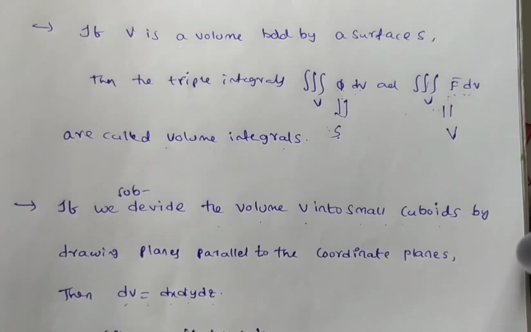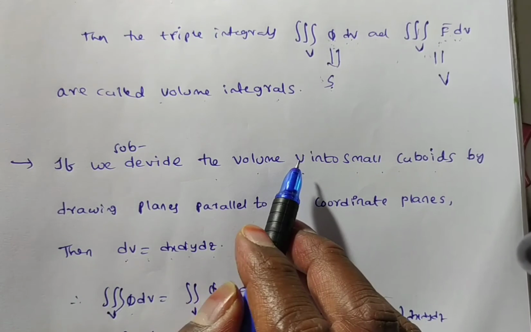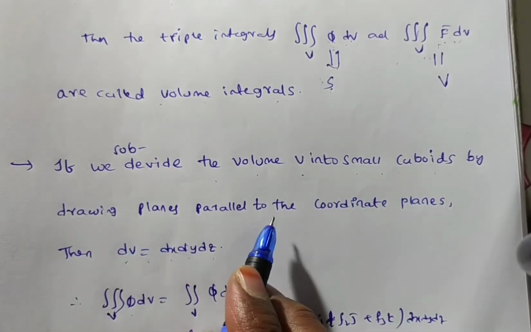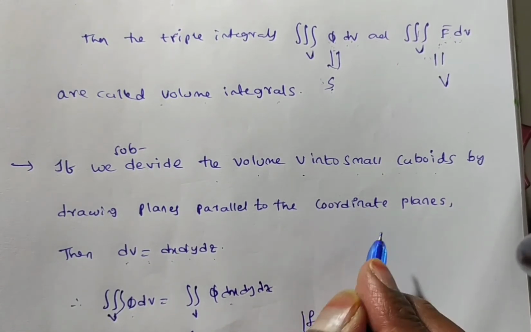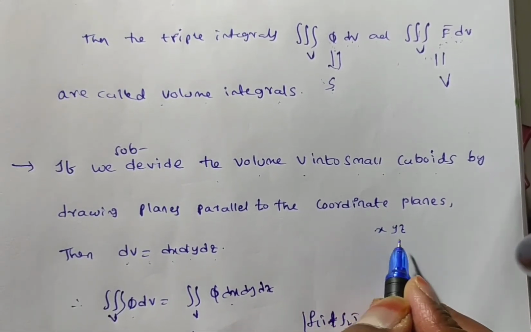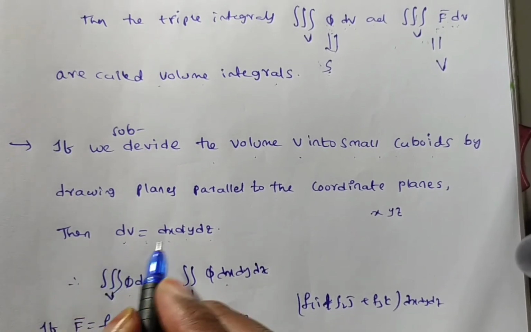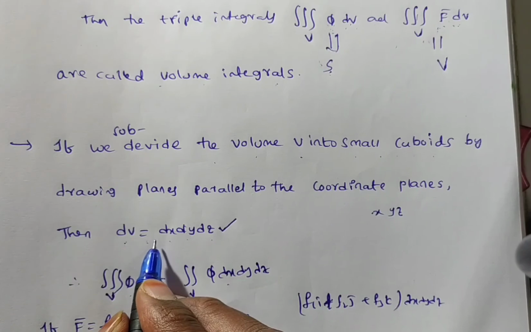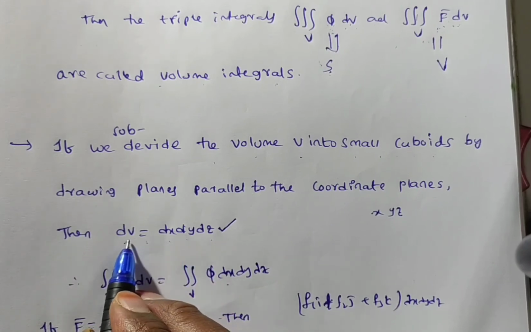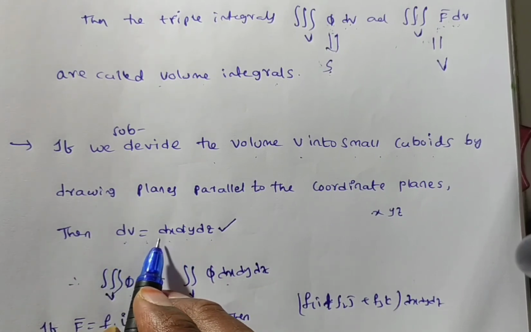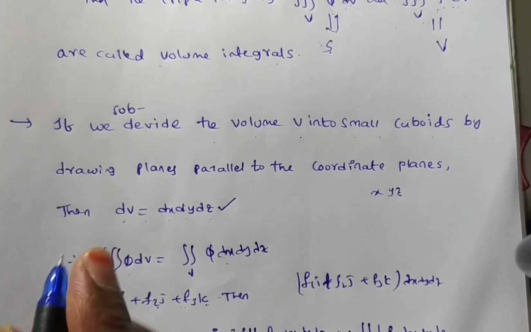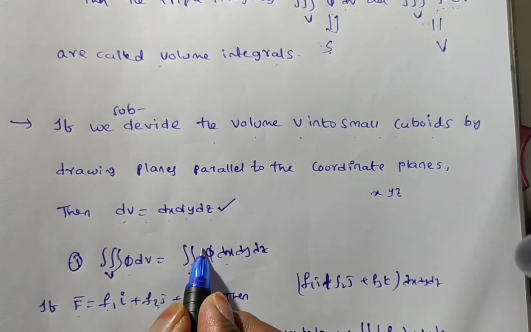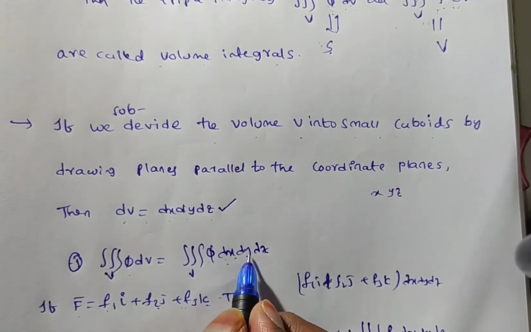Now, suppose this volume V is divided into small cuboids by drawing planes parallel to the coordinate planes, that is the x, y, z planes. Then dV you can write as dx dy dz. When you divide the volume into small cuboids by the coordinate planes, dV is equal to dx dy dz. In this case, the first form, triple integral over V of phi dV, you can write as triple integral over V of phi dx dy dz.